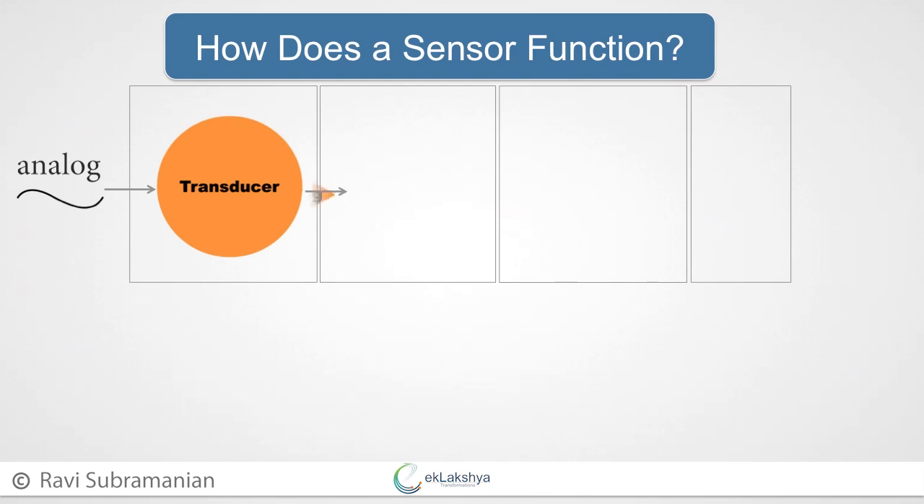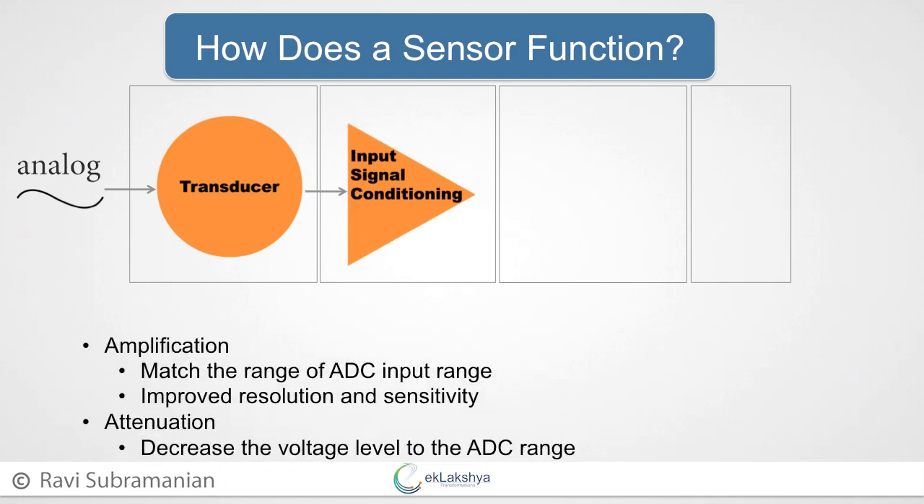Now, typically, the converted electrical output has several frequencies and voltage levels that may not be good enough for an ADC to convert. So the signal needs to go through what's called a conditioning process. It could be amplifying the signal to match the ADC's input voltage range, which also improves the resolution and the sensitivity of the signal. It could also attenuate the signal to the voltage level that is required for the ADC range.